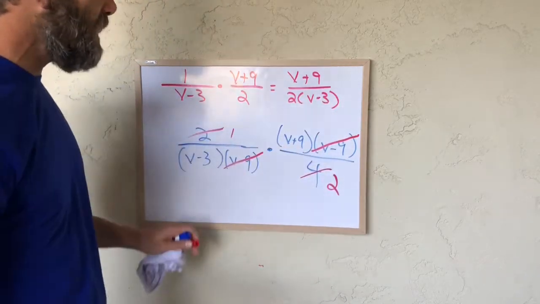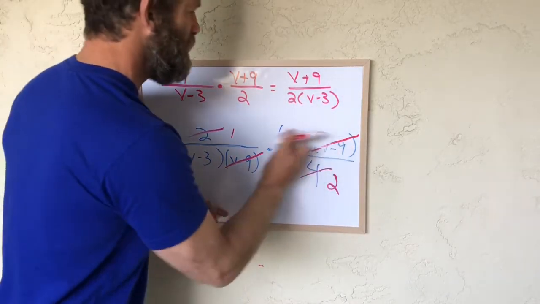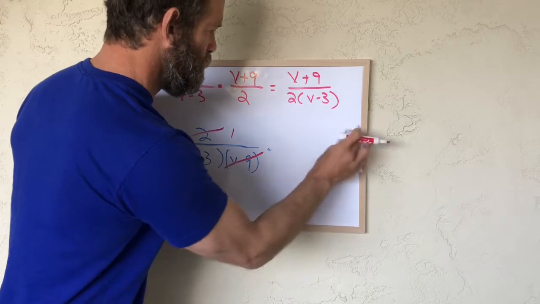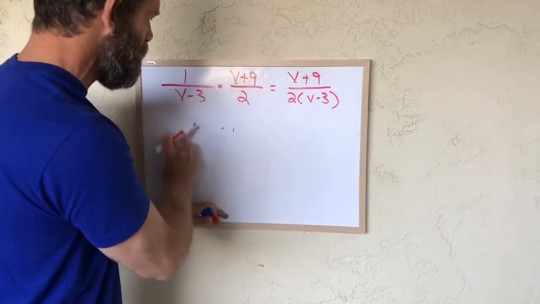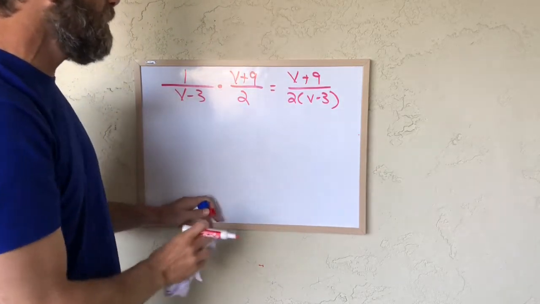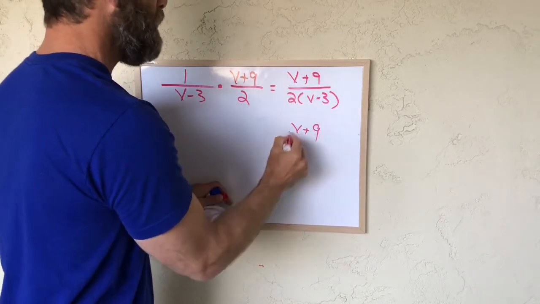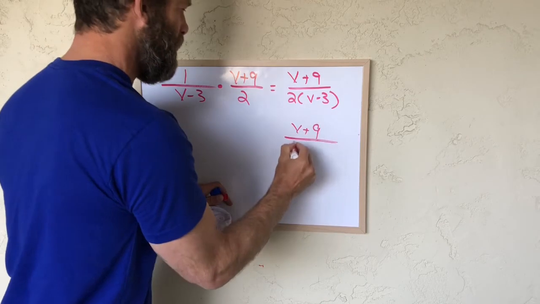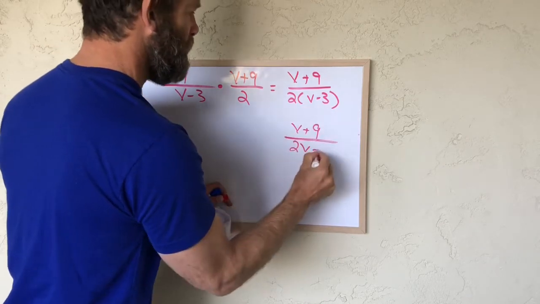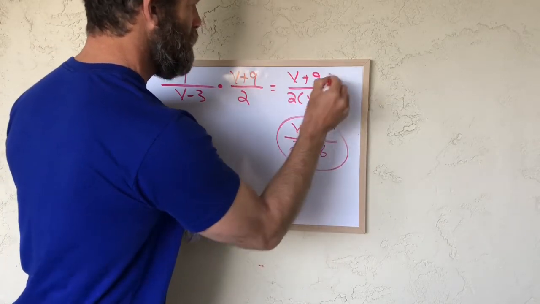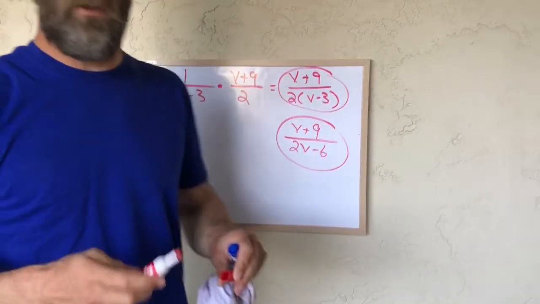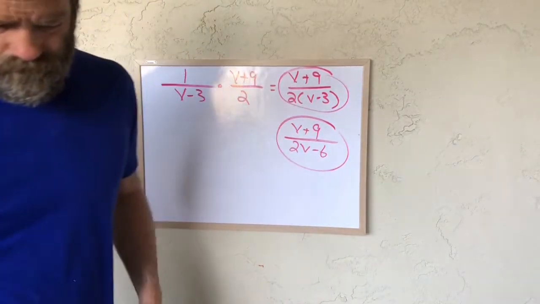You can leave it like this, or, I don't know, it depends on what the worksheet's answers are or what the test answers are. V plus 9 over 2 times v minus 3 is the same thing as v plus 9 over 2v minus 6. These two are equivalent. I don't care how you do it, but they're both the same.